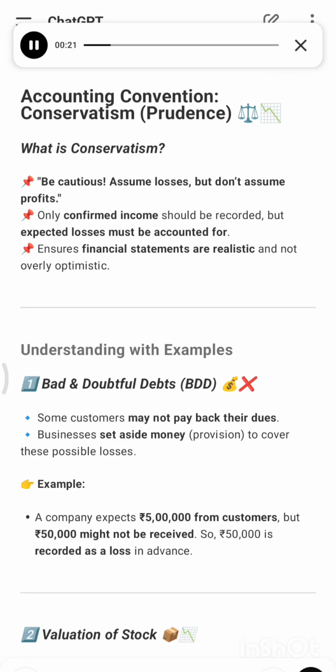Understanding with examples. 1. Bad and doubtful debts, BDD. Some customers may not pay back their dues. Businesses set aside money, called provisions, to cover these possible losses. Example: a company expects $50,000 from customers, but $5,000 might not be received, so $5,000 is recorded as a loss in advance.